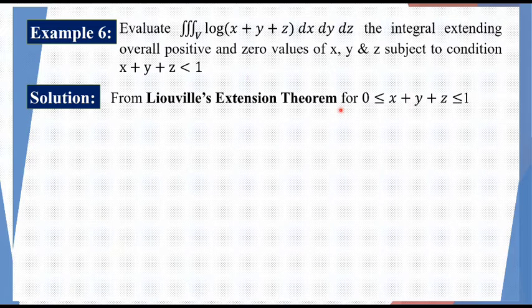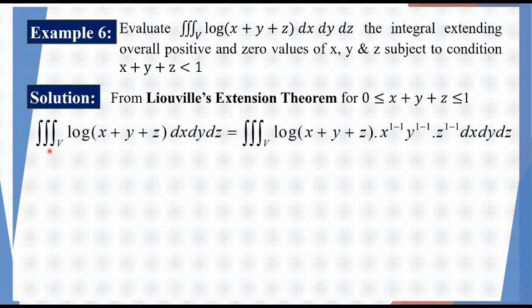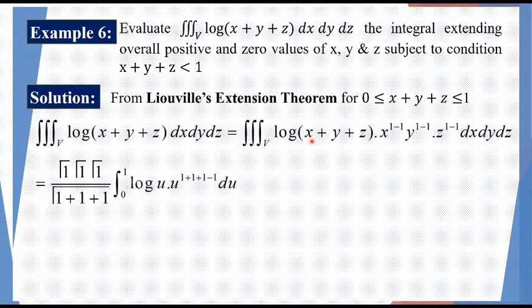So from Liouville's extension theorem, for x plus y plus z lying between 0 to 1, we can write this integral as the integral of log(x plus y plus z) into x raised to power 1 minus 1, y raised to power 1 minus 1, z raised to power 1 minus 1, dx dy dz. Now x plus y plus z can be written as u, and from here Gamma 1 Gamma 1 Gamma 1 upon Gamma (1 plus 1 plus 1), integral from lower limit to upper limit, that is 0 to 1, log u into u raised to power l plus m plus n minus 1, that is 1 plus 1 plus 1 minus 1, du. So it is u square.